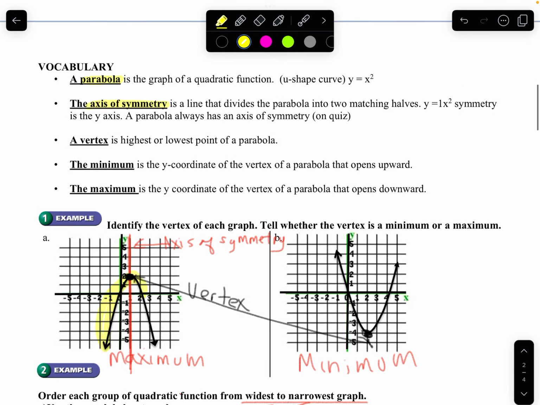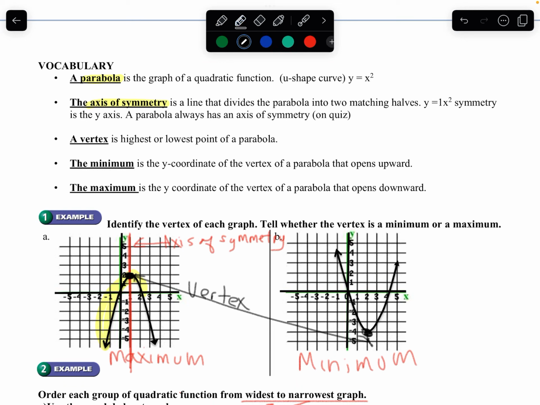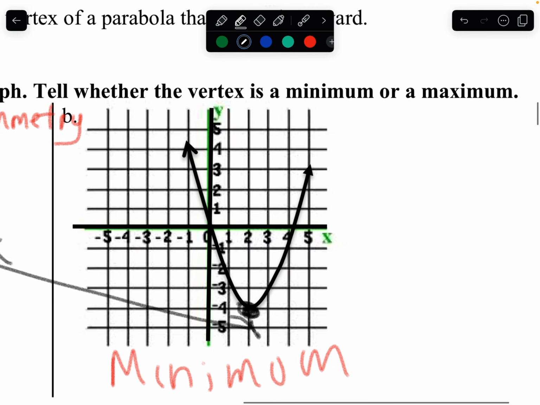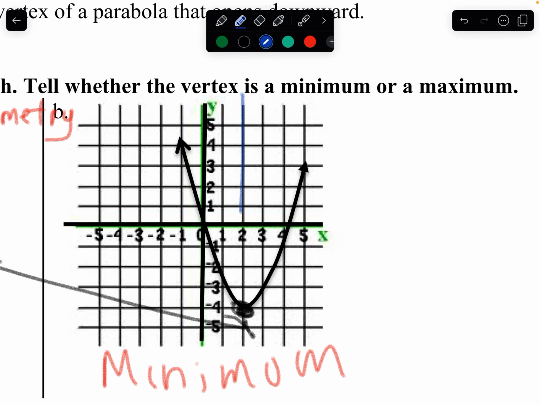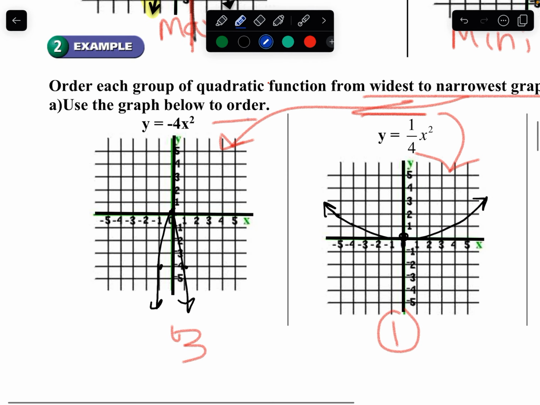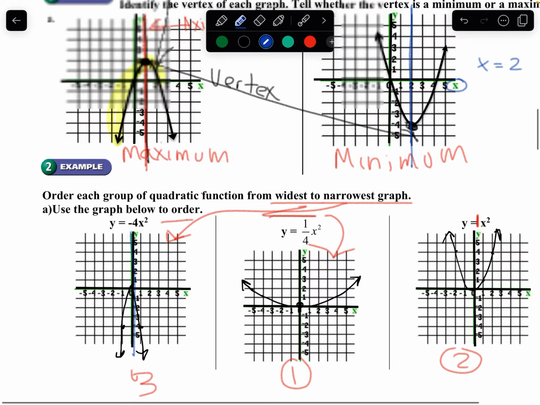Now, these are called parabolas, okay? I'm going over this for those who are out, there's a few that are out. Parabolas are this type of graph, the U-shaped graph, okay? Axis of symmetry is this line here that cuts that parabola in half. So right here, this axis of symmetry is at x equals 2. That's the x, it cuts it in half. Like this one is x equals 0, right?